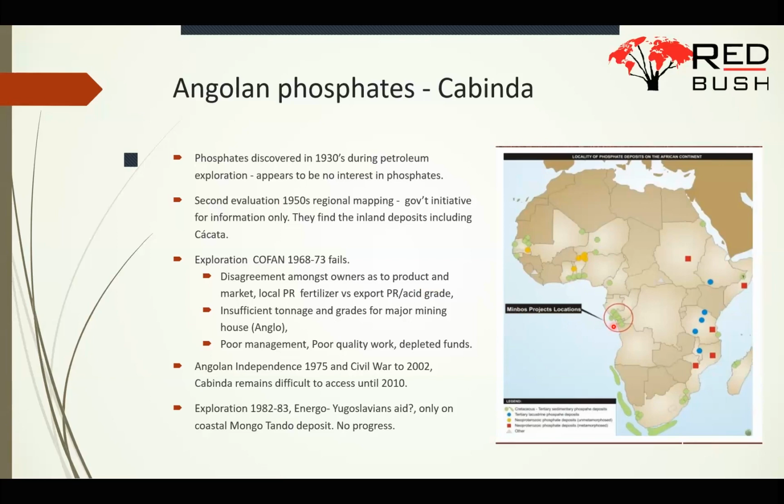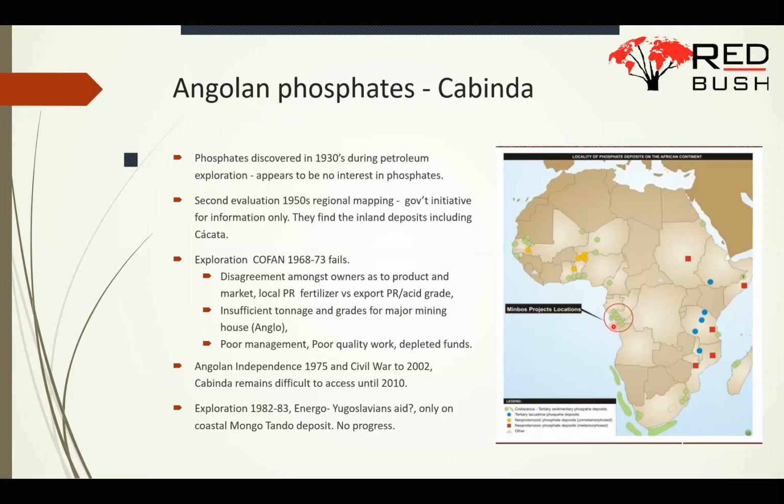You've got the exploration for COFAN from 68 to 73, and it fails, for a few reasons. The management can't agree on what product they want, whether to go local or export grade. There's insufficient tonnage and grade for a major mining house, so they try to sell it to Anglo. And it's just a really badly run project, and the work is terrible. Everything just goes wrong here.